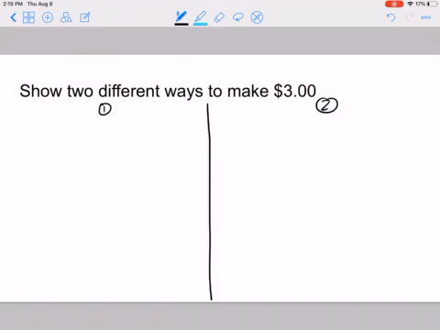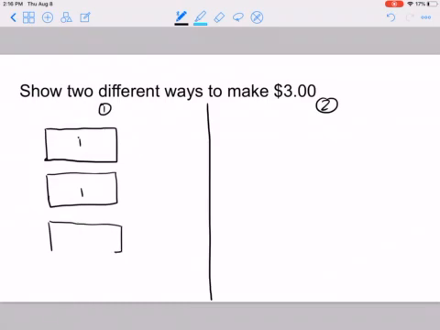So first way, let's make it easy peasy. I'm just going to do 3 $1 bills. Does that add up to $3? There's $1, $2, $3. Check. So don't think this has to be super hard. That worked out. Now let's think about a different way.